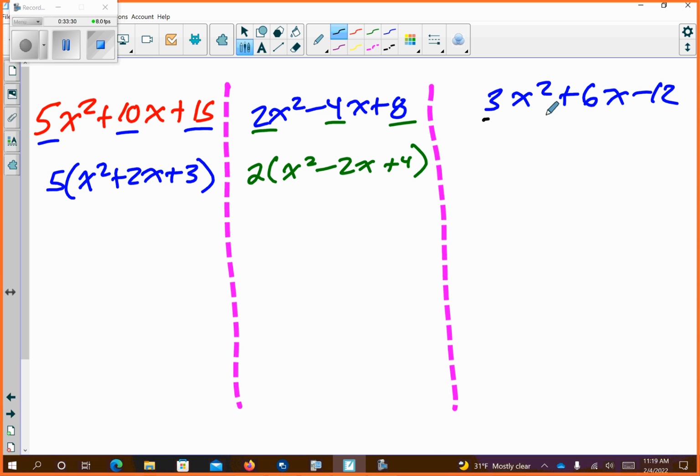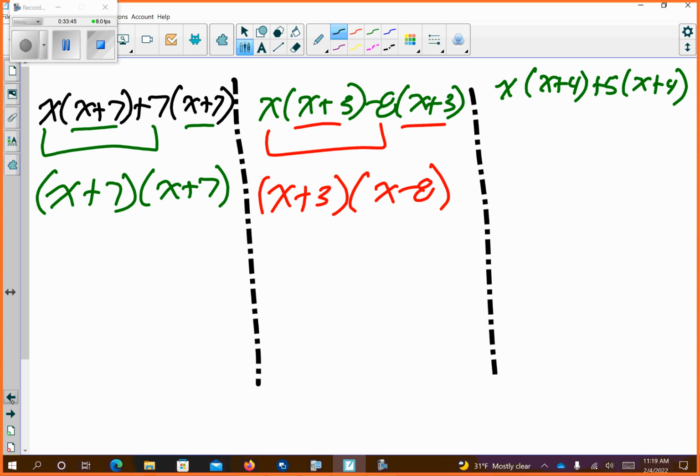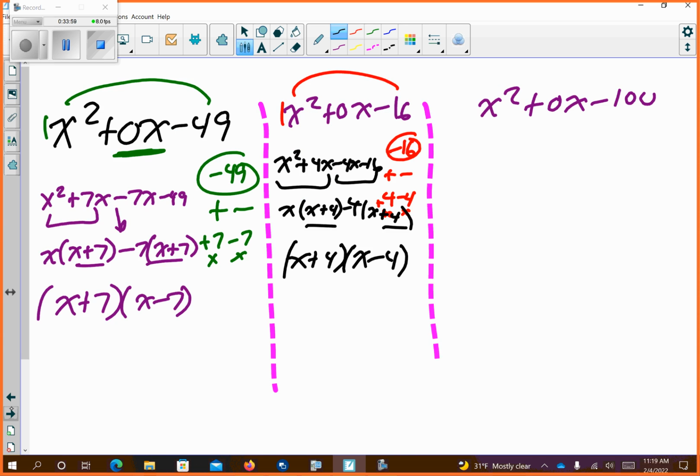Last problem, let's see. Looks like I can factor a 3 out of everything. If I factor a 3 out of 3x squared, I'm left with x squared. If I factor a 3 out of 6x, I'm left with 2x. Factor 3 out of negative 12, I have a negative 4. Problem's done. This particular one, we can factor both of those out. We have x plus 4 in common. What do we have left? We have the x plus 5 left. Problem's done. Don't confuse this one with when I'm just distributing.